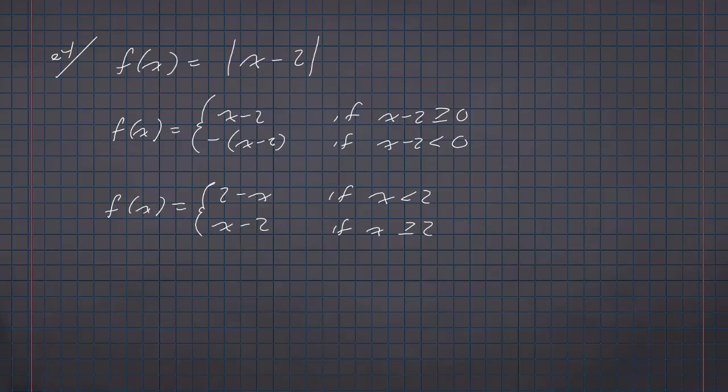You can see that the one place you'd have to worry about continuity for this function is when x is equal to 2. I encourage you to take the time to verify for yourself that this function is continuous. The limit as x approaches 2 of f of x is 0, which is exactly the value of f of 2. I'm not going to show it, but I encourage you to take a look at that.